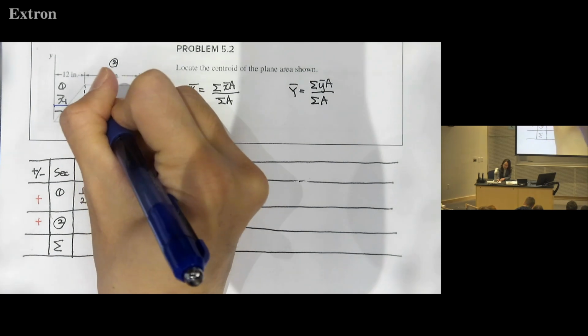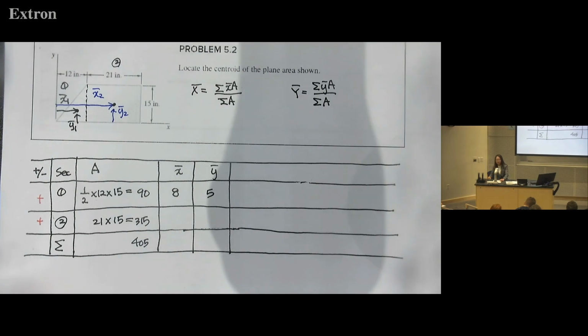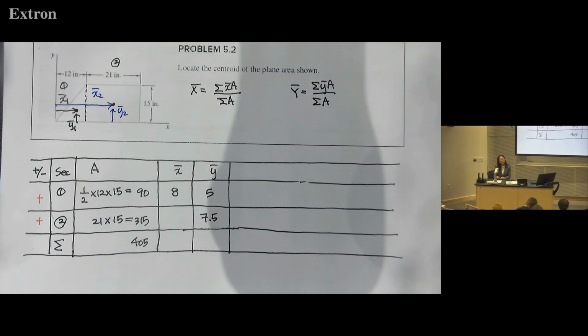And then this is X bar 2, and then this is Y bar 2. Now what is Y bar 2? It's 7.5. X bar 2 needs a little calculation. 22.5. Yep.